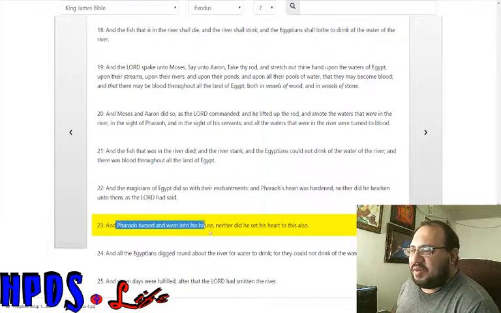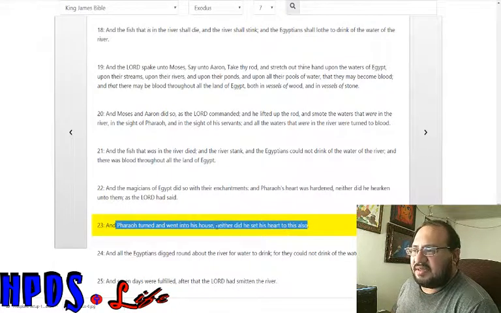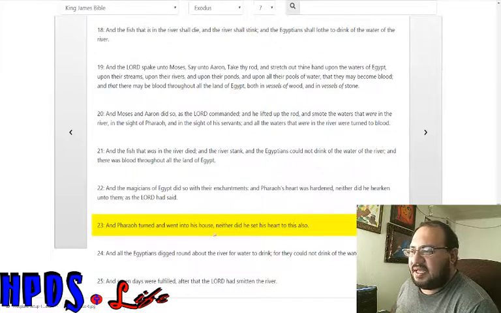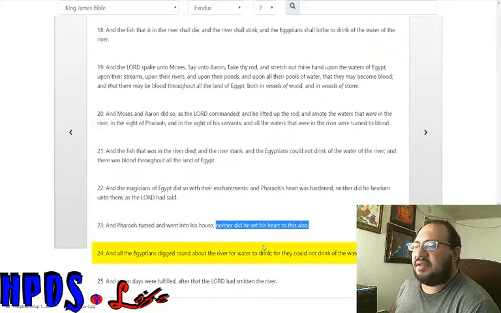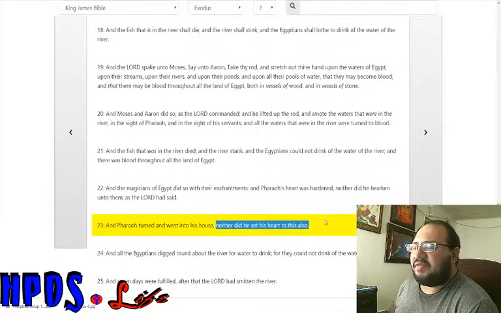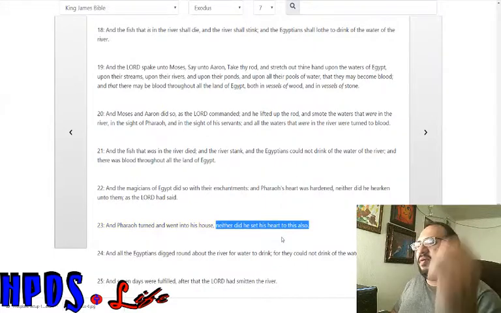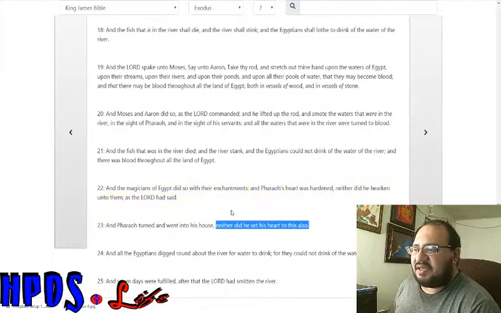And Pharaoh turned and went into his house. Neither did he set his heart to this also. So he's still not really thinking much about this. Even though this is going on, and it's a big deal, he's not really thinking about it. It's not really important to him right now. He must have other things going on.